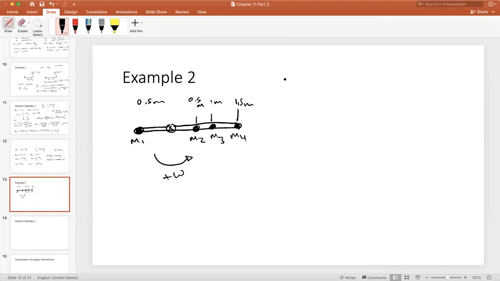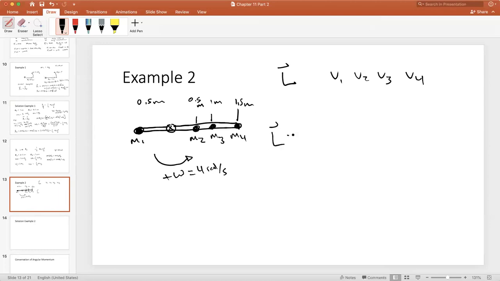And what I want to know is what L of the rod is, assuming that omega is 4 rad per second. Okay. And then I want to know what V1, V2, V3, and V4 are. So I want to know L, and I want to know V1, V2, V3, and V4, assuming that omega is 4 rads per second.